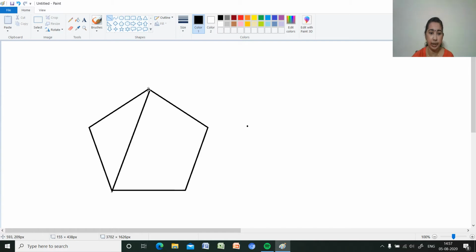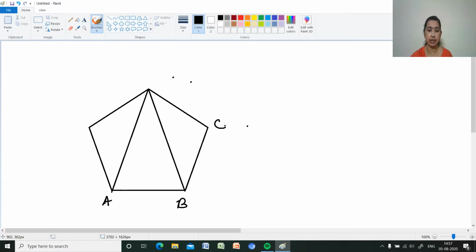So two diagonals should be drawn. One is this one, then here the second. For a quadrilateral you have to draw only one diagonal, whereas for a pentagon you have to draw two diagonals. After that you have to draw two parallel lines. If two diagonals are drawn, you have to draw two parallels. Let the pentagon be A, B, C, D, E.